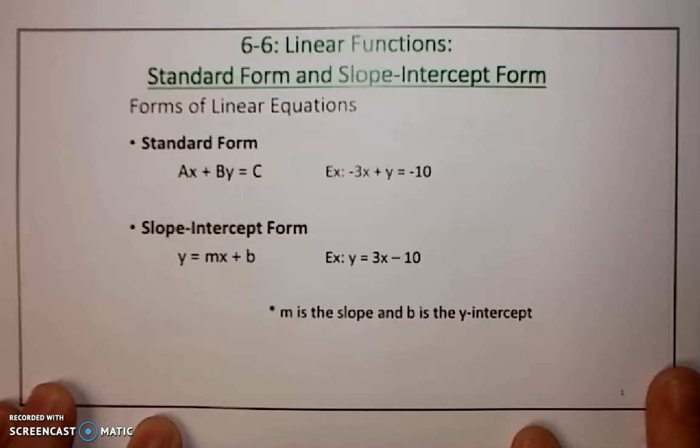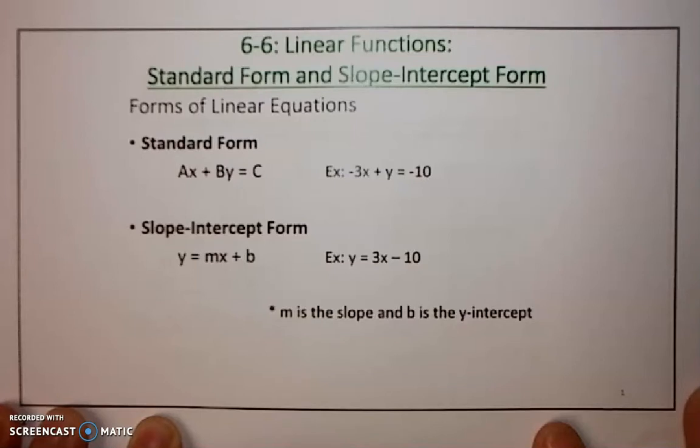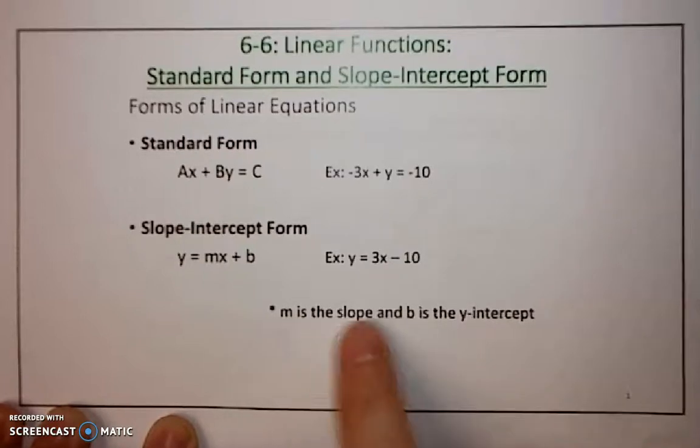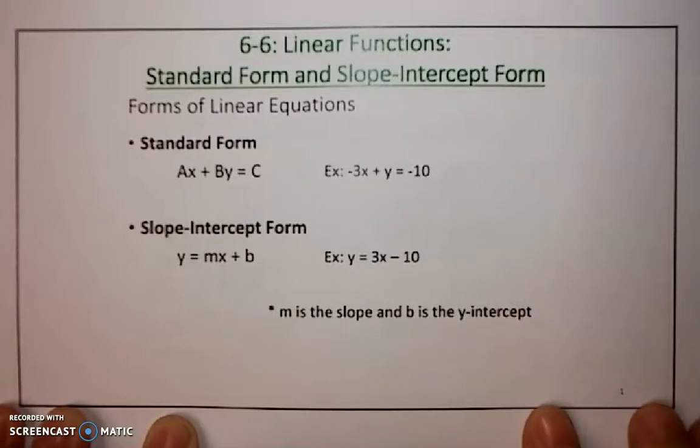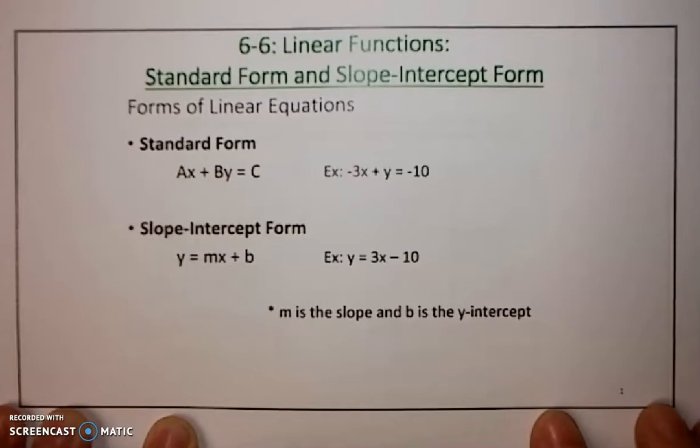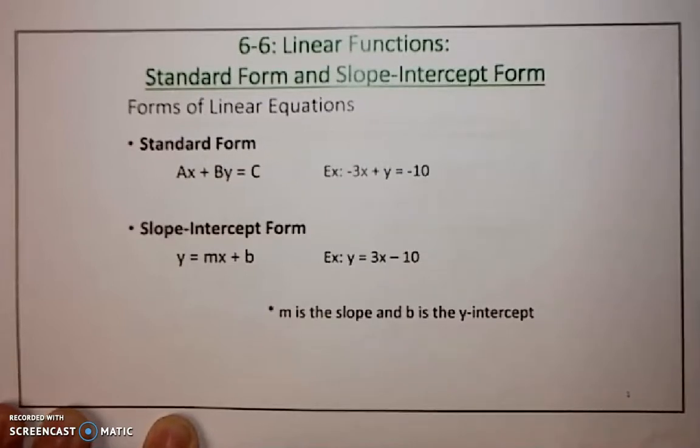So you're going to write down forms of linear equations. First, you're going to write standard form, ax plus by equals c, and then the example, negative 3x plus y equals negative 10. Then you're going to write slope-intercept form, y equals mx plus b, and for the example, y equals 3x minus 10. And then I want you to note here, m is the slope and b is the y-intercept. So pause this video, read textbook pages 166 to 167 if you haven't already done so, and then copy down the slide. Ready, go.